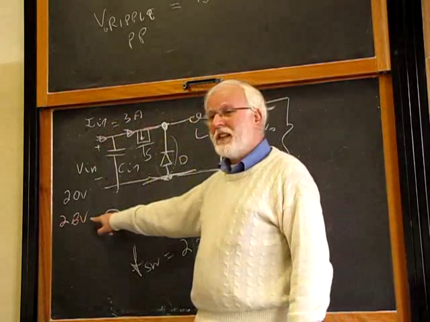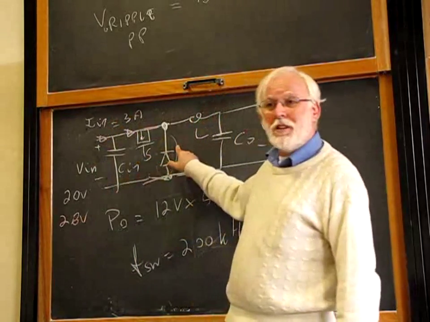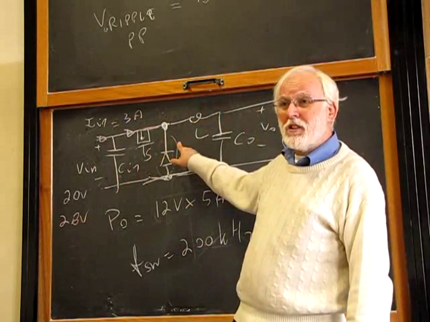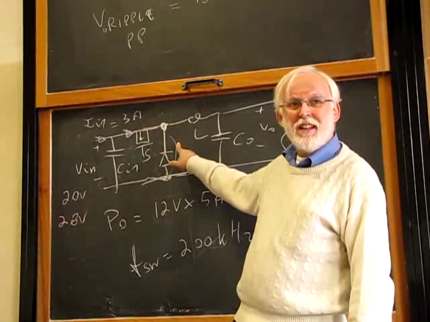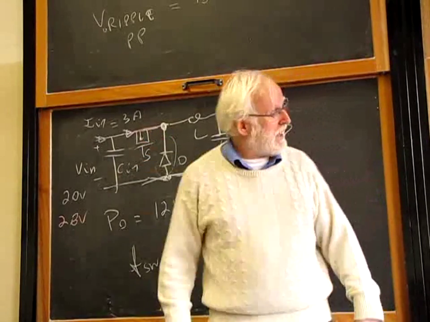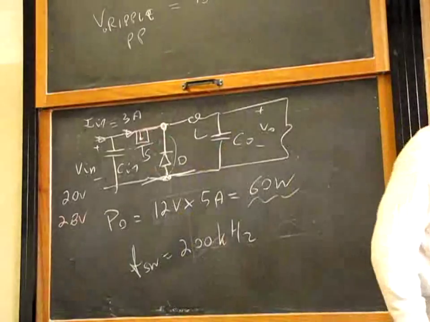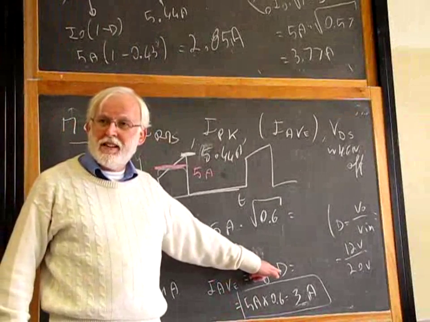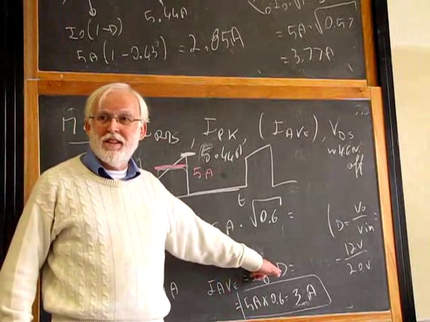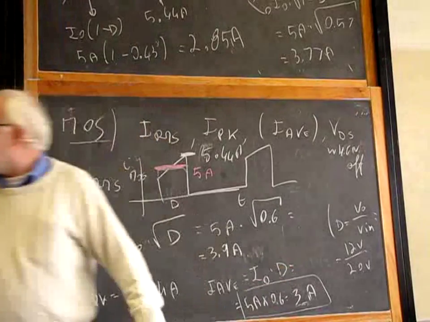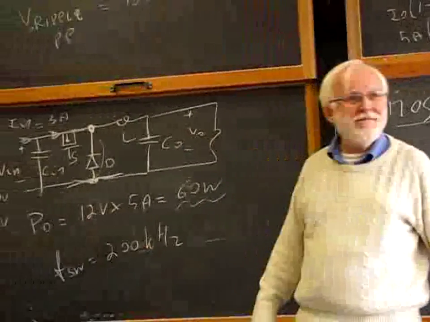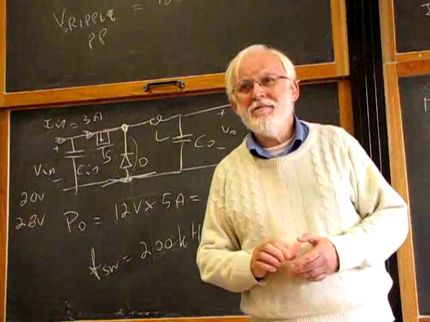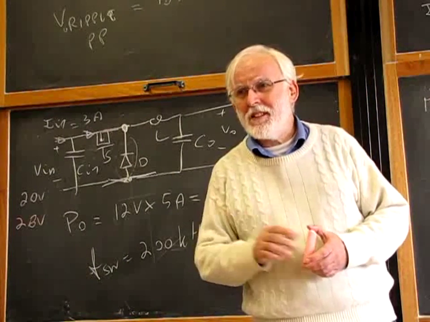Because if the input is 28 volts, the duty cycle won't be 0.6, it will be 0.43. And if it is 0.43, the average current will be 5 amps times 0.43, that is 2.15 amps. 2.15 amps times 28 volts, guess what? It gives you 60 watts again. Is that the answer to the question?